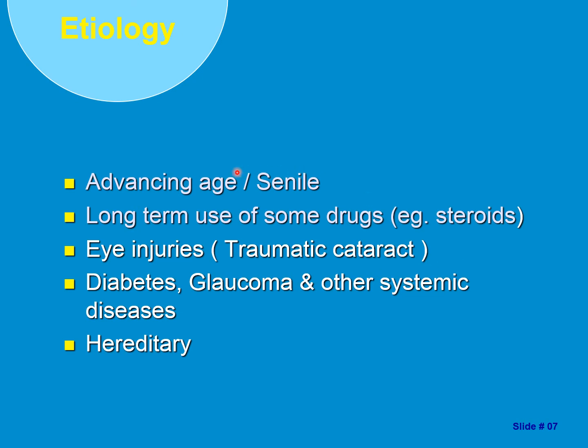Etiology of the cataract. Advancing age is the main cause for the cataract, which is called senile cataract or evolutional cataract. One can have a cataract because of some drugs like steroids, secondary to eye injuries, some systemic diseases like diabetes and other systemic diseases, and some eye diseases like glaucoma can cause the cataract, and it can be hereditary. So these are the causes of cataract.